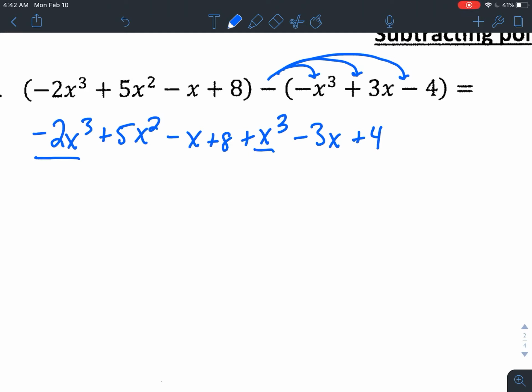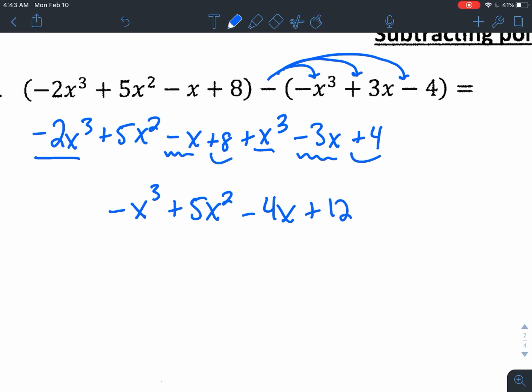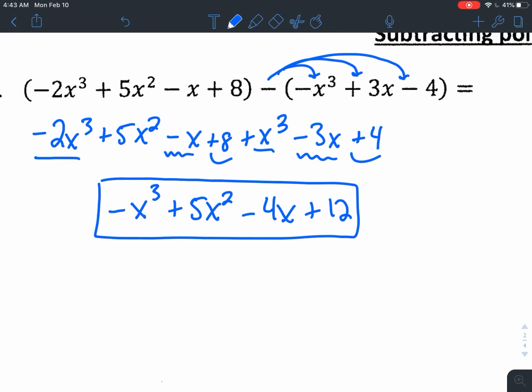So x cubed gives me, so negative 2x cubed plus x cubed is a negative 1x cubed. I only have my 5x squared here. There's nothing to collect it with. For my x's, negative 1 and negative 3 makes a negative 4x. And then my constants here, 8 and 4, gives me a 12. And that would be my answer. That's collected all together.